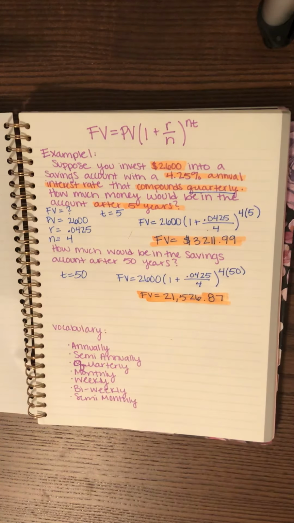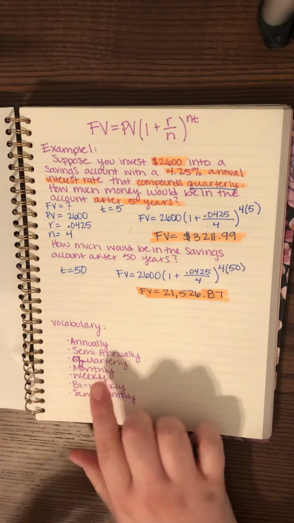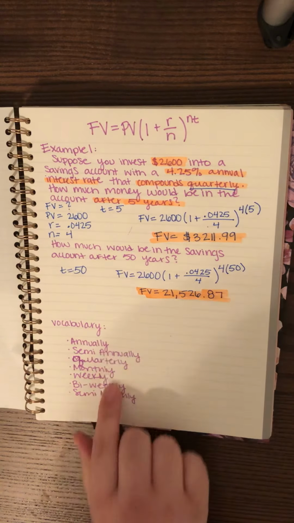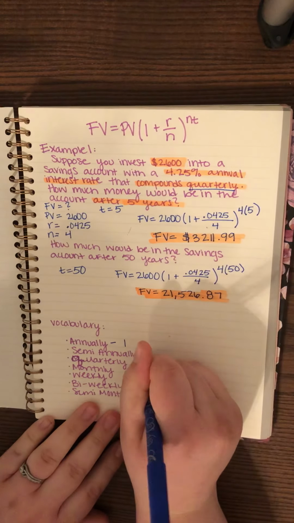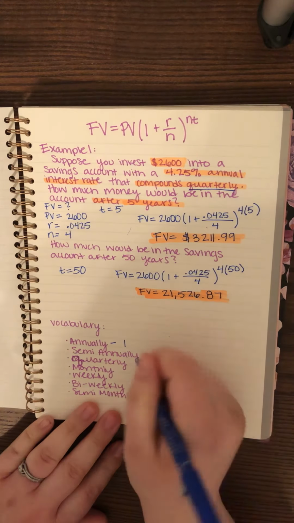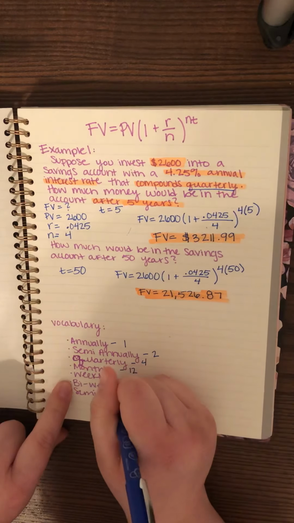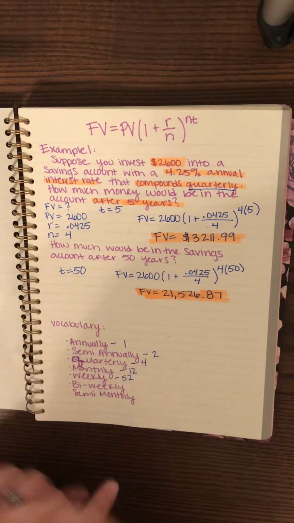All right, so if you go down here at the bottom, we have some vocabulary. So these are words that you're going to see pretty often. Annually, that just means it happens 1 time per year. Semi-annually means it happens 2 times per year. Quarterly means it happens 4 times per year. Monthly, I'm sure you already know, happens 12 times a year. Weekly happens 52 times a year.